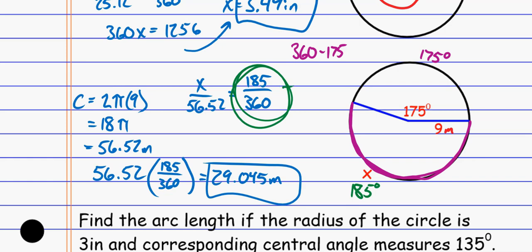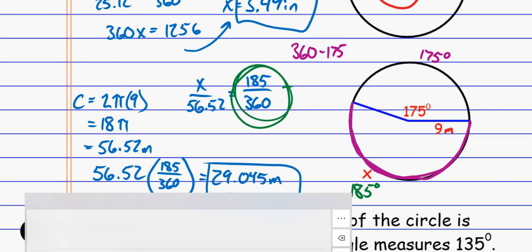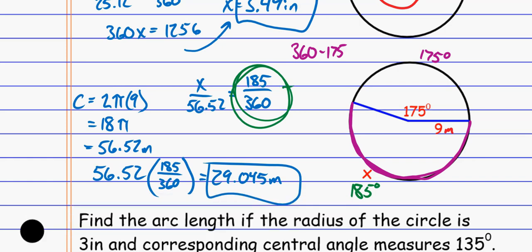But now we're solving through cross multiplying, through proportions instead. So you still have to create the same fraction here, the 185 over 360, but the difference is now we're solving through proportions and cross multiplying instead of just multiplying by a fraction, okay? If you cross multiply and solve this, you will get the same thing of 29.045 meters, okay?